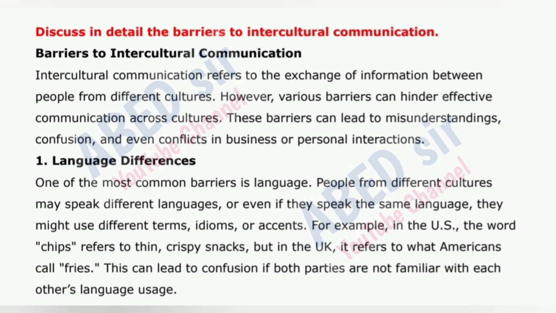People from different cultures may speak different languages, or even if they speak the same language, they might use different terms, idioms, or accents. For example, in the US, the word chips refers to thin, crispy snacks, but in the UK, it refers to what Americans call fries. This can lead to confusion if both parties are not familiar with each other's language usage.